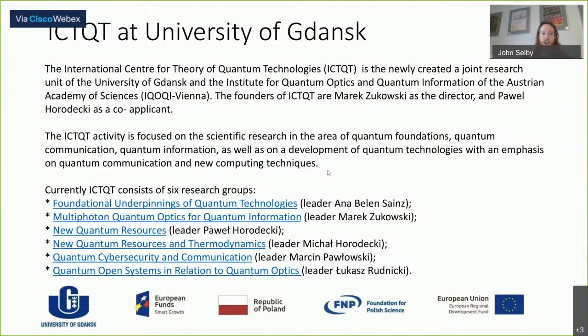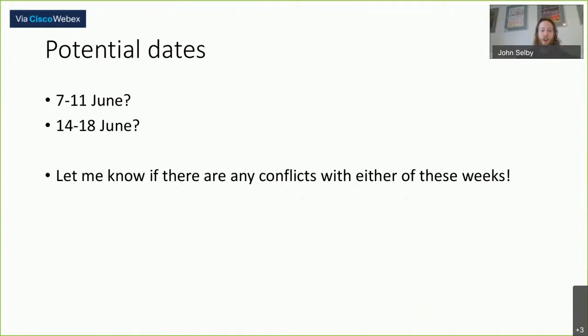This will be supported by the University of Gdansk and the International Center for the Theory of Quantum Technologies. There's some information about it here, and funding people and all of that business. I'll put these slides available somewhere if people want to look at this in more detail. The most important thing is the potential dates for the conference. I am going to suggest one of these two weeks, either the 7th to the 11th of June or the 14th to the 18th of June. Please, if you know of any conflict with any other conferences or anything else, get in contact with me so I don't end up with any clashes.